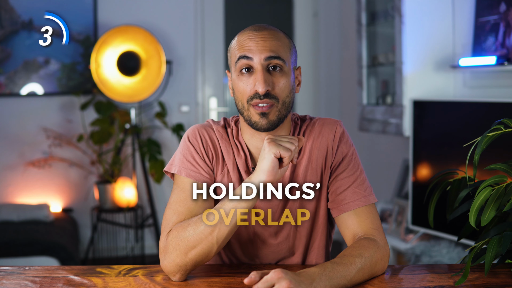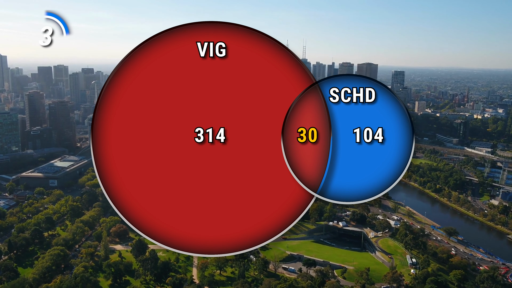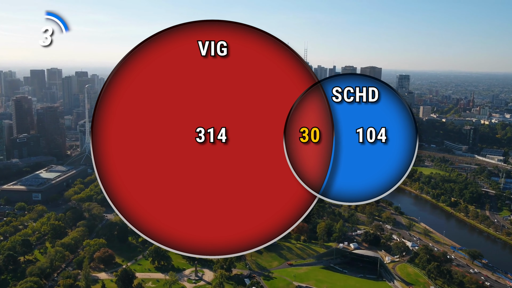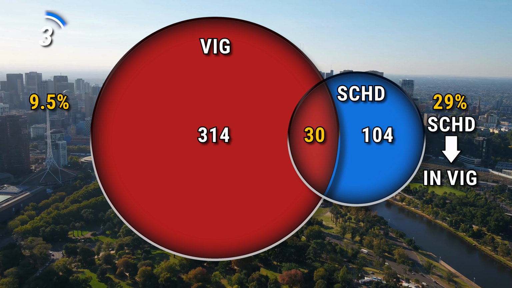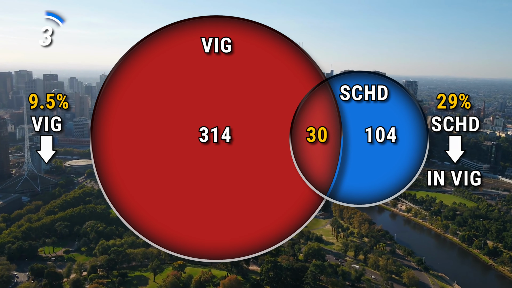Since you might invest in both ETFs, we should also look at the holdings overlap between the two ETFs. Basically, the companies that are included in both ETFs. There are a total of 30 companies which are included in both ETFs, which means that 29% of SCHD is included in VIG and 9.5% of VIG is included in SCHD.